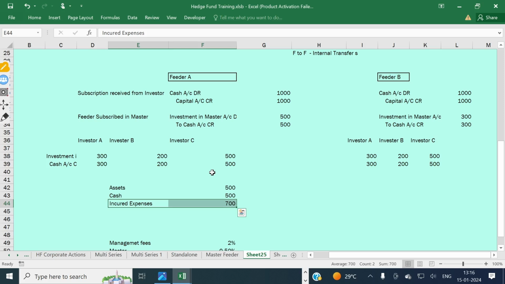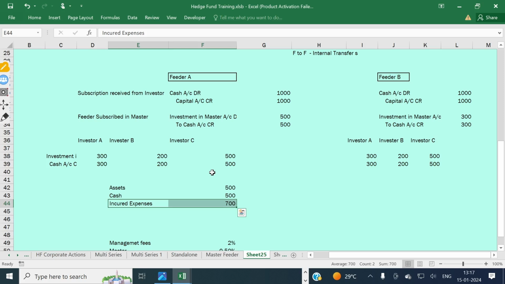Prepaid expenses. Incurred, it means, let's assume, you will have to make the payment. So can we adjust from some other feeder? Exactly. Maybe you can adjust it from another feeder or even the master as well. But sometimes they will charge even interest on the payment as well.